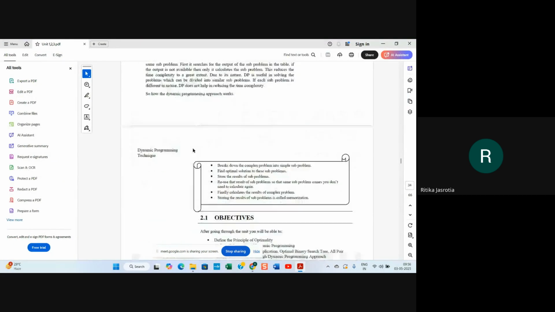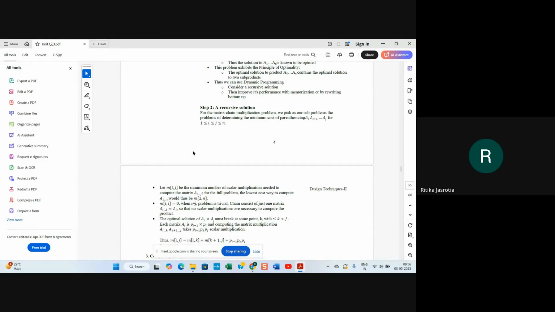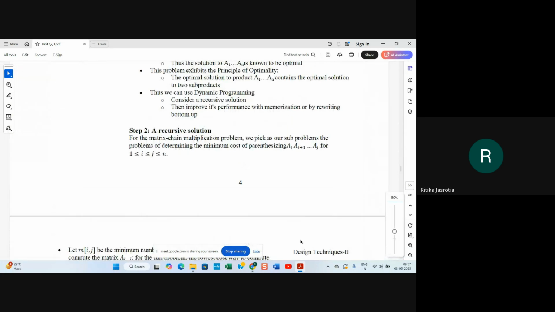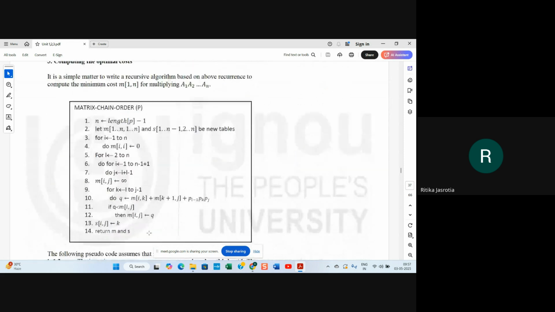What is given in your book. n is p.length minus 1.